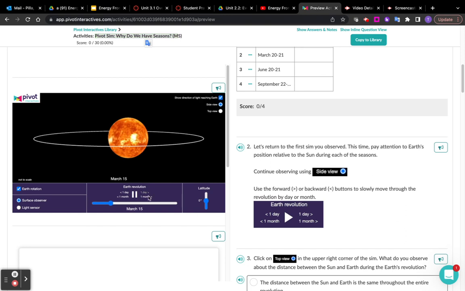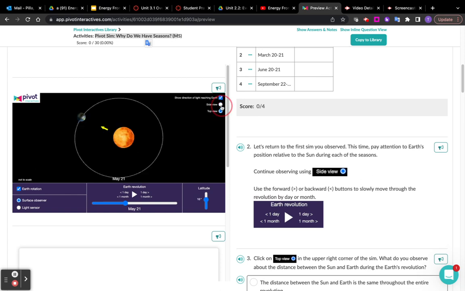But now here at number 2, notice that we're using the same simulation as in the first part. We can put the direction that the sun's solar radiation is hitting the earth. We can play and pause the earth revolving around the sun. We can stop the earth's rotation. Latitude change and light sensor really don't matter right now. They'll come into play later.